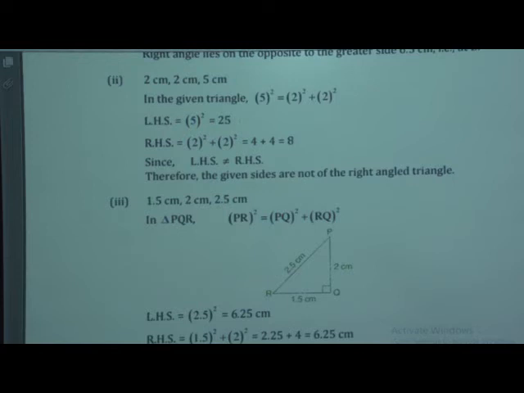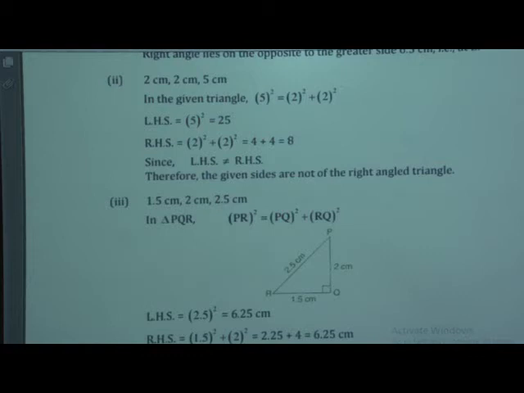Are the LHS and RHS equal? No. So we write that LHS is not equal to RHS. Therefore, the given sides are not of a right angle triangle. The given sides are not of a right angle triangle. So we can't construct a right angle triangle by the given measurements.